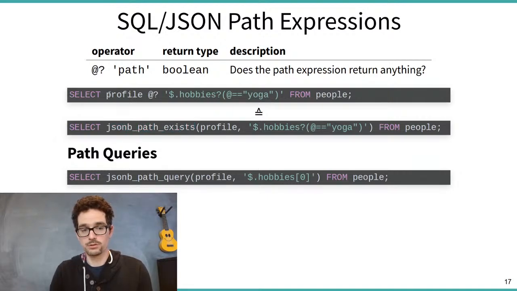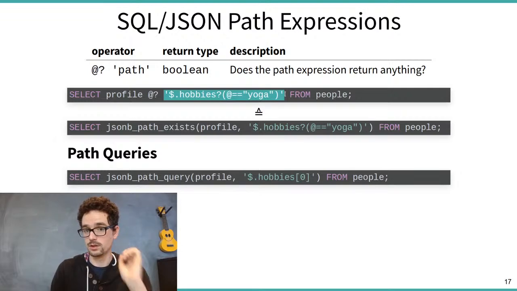Yeah, in PostgreSQL they said, okay, we introduce another operator for this, for writing the JSON field, and then checking whether this path expression here returns something or not. So we go into the document, into the subfield hobbies, and check whether an element in that hobbies array is yoga. And this is the equivalent to this.